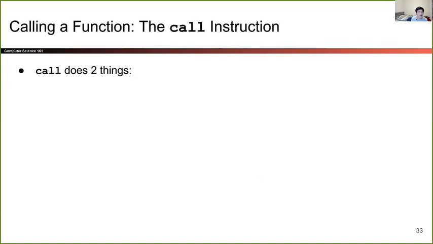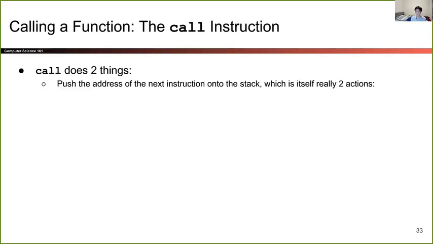All right. The first instruction that we have in our x86 calling convention is the call instruction. My call instruction is going to do 2 things. First, it's going to push the address of the next instruction onto the stack. The next instruction is not necessarily EIP plus 4. It's EIP plus the length of the instruction. Again, not too important, just keep that in mind.